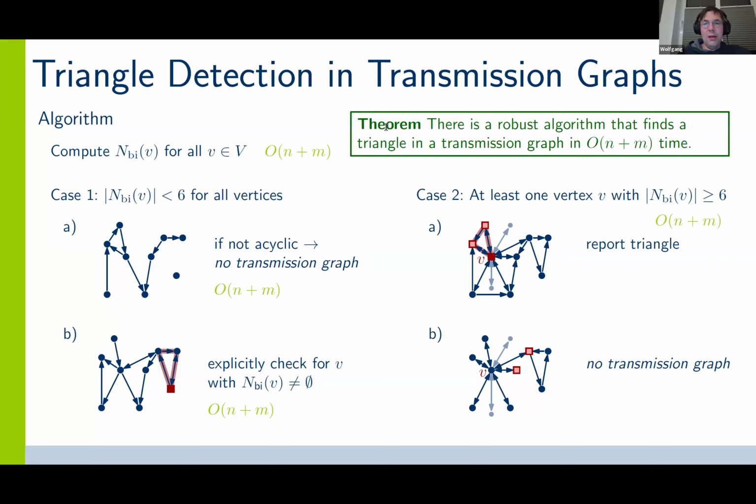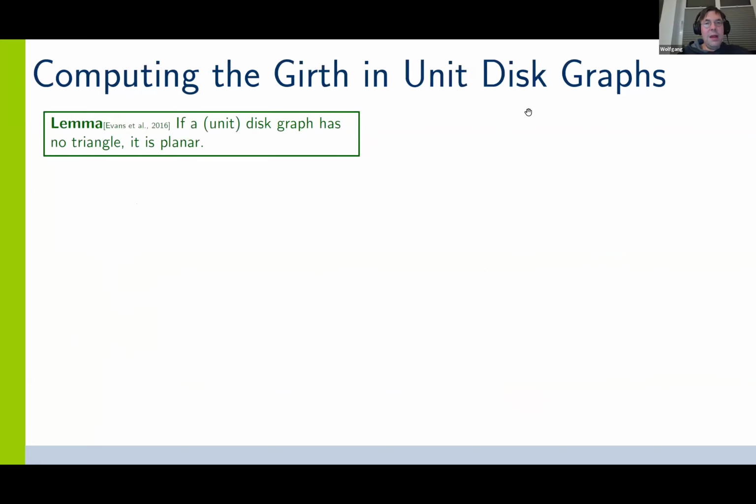And I think that's a third bonus result. So actually, we can also generalize this for computing the girth in a unit disk graph. Basically the same tricks that I showed you, you can also use for a robust algorithm that can compute the girth of a unit disk graph. Again, using this lemma that I already showed you: if a unit disk graph has no triangle, then it's planar.